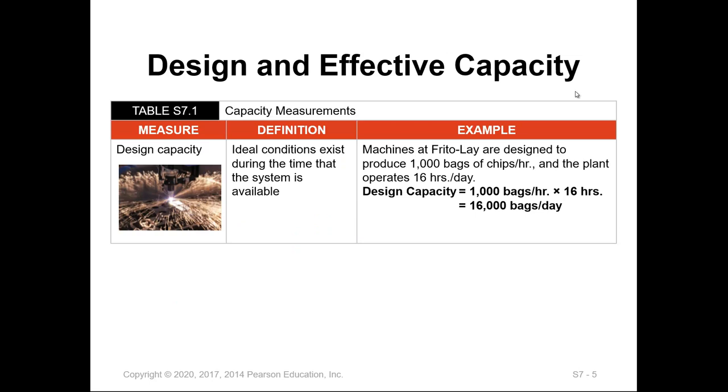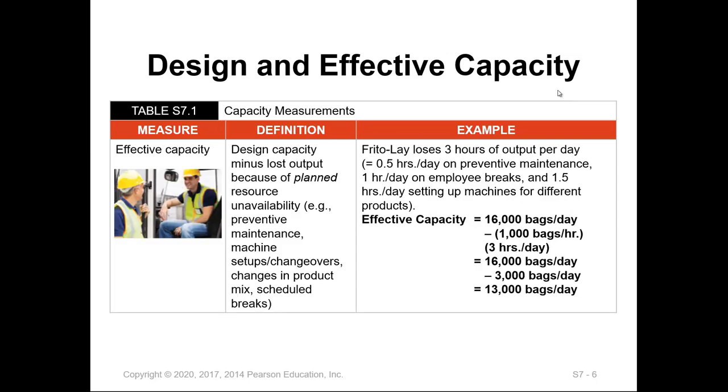This slide shows an example of the design capacity of a machine or machines at Frito-Lay. The machines were built to produce 1000 bags of chips per hour, and the plant operates 16 hours per day. The design capacity for the machines can be calculated as follows. Design capacity will equal 1000 multiplied by 16 hours of working. That's 16,000 bags that will be expected to be produced per day.